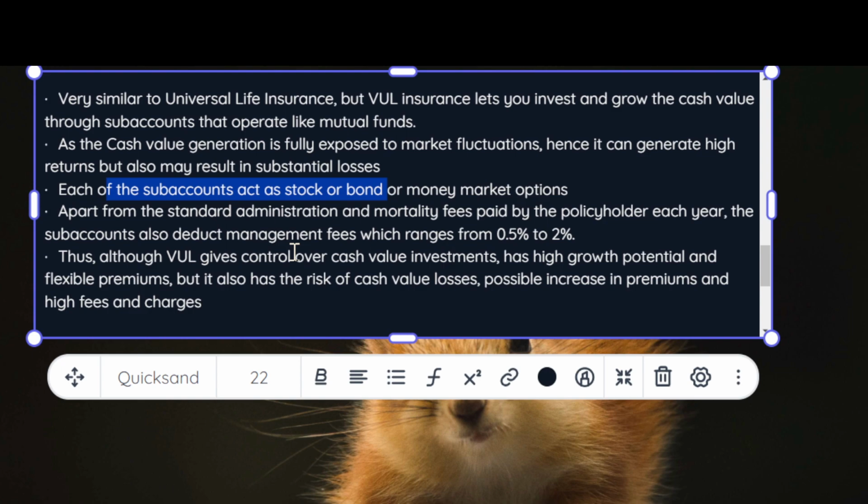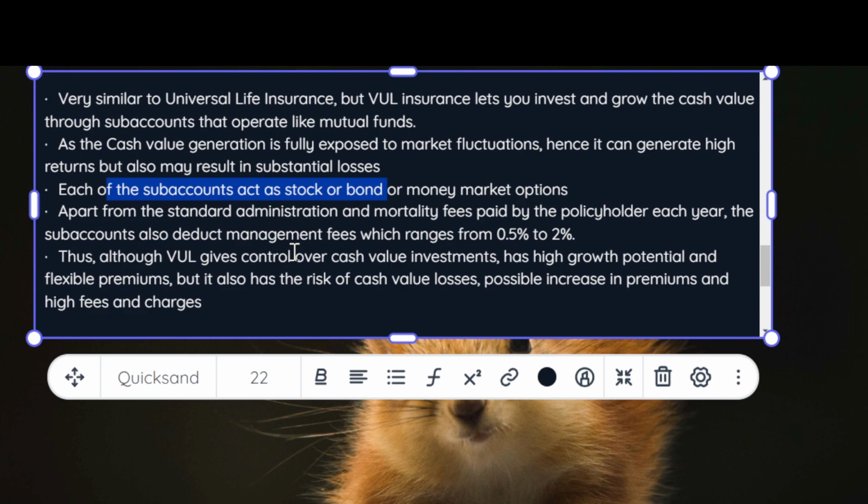And then apart from the standard, the other key feature of a variable universal life insurance is it has a little high administrative cost, right? Because the company has to maintain different sub accounts within a certain policy, and then you are investing in different kinds of products through those sub accounts, right? So obviously your administrative cost and the mortality fees that you are paying for maintaining these accounts are a little high compared to a variable life insurance or a whole life insurance, right? So it ranges between 0.5 to 2% as your administrative cost. So this is another key feature of variable universal life insurance.